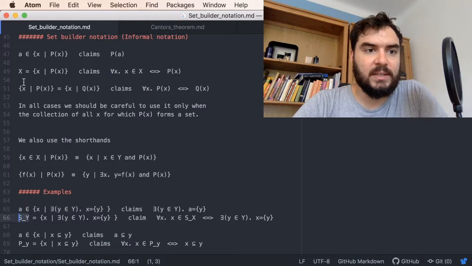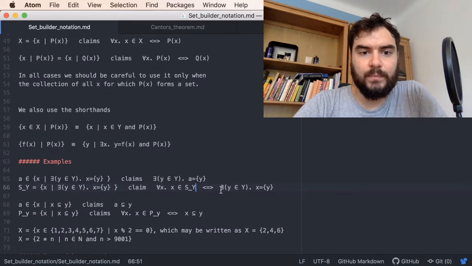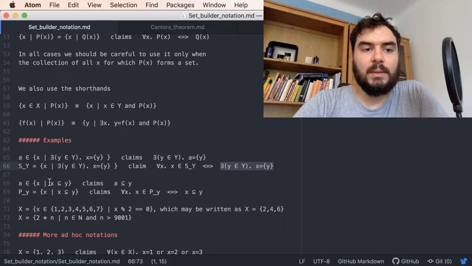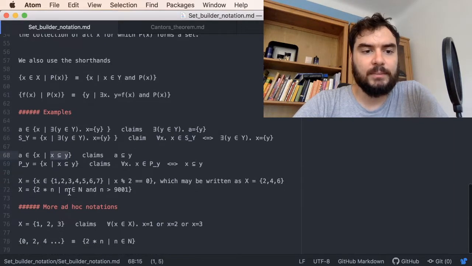So this is an example of that, where the P is the whole thing here. Similarly, if we define Sy as an example, then that says that if X is in this Sy, then the same property holds, right? Here's another example with this subset predicate.